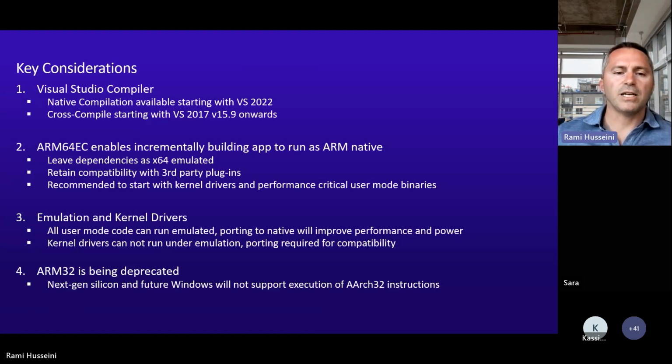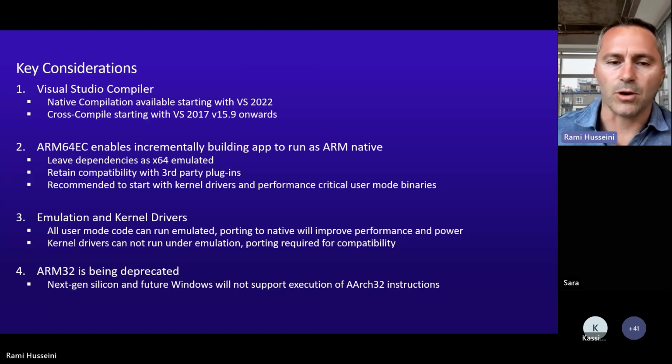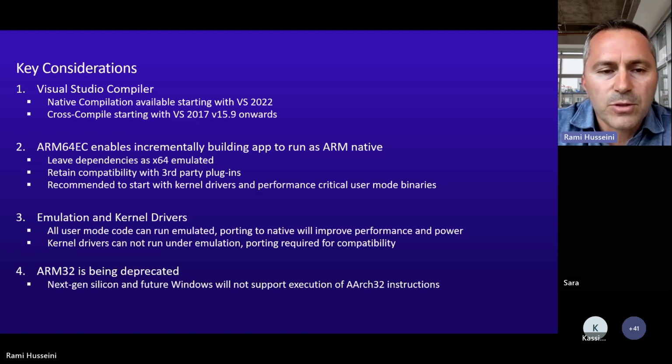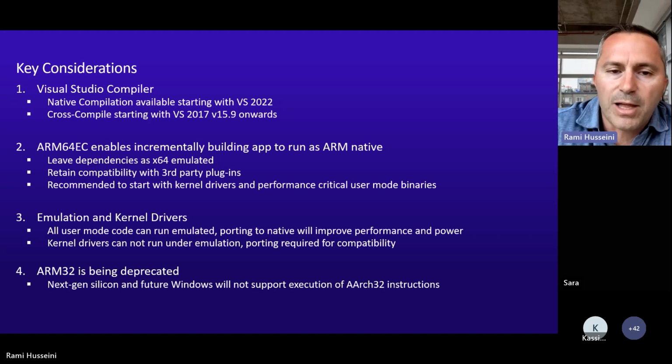Some of the key considerations here when porting to Windows ARM, starting off with the Visual Studio compiler. If you want to run and compile your code natively, that has become available now as part of Visual Studio 2022. That way you can have Visual Studio running natively on your Windows on Snapdragon device. You can go ahead and compile your app natively and be able to unit test it directly on the platform.